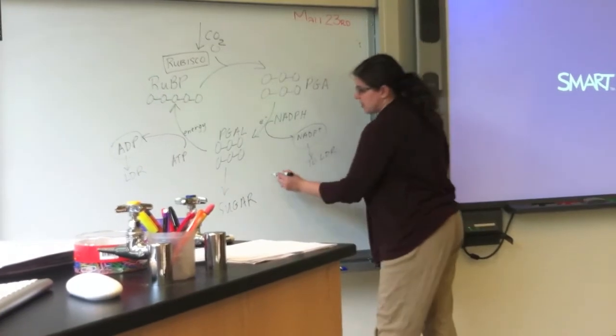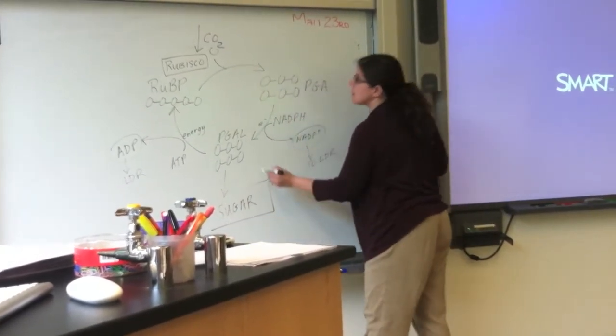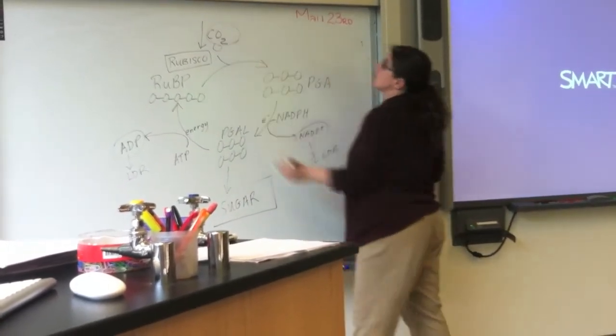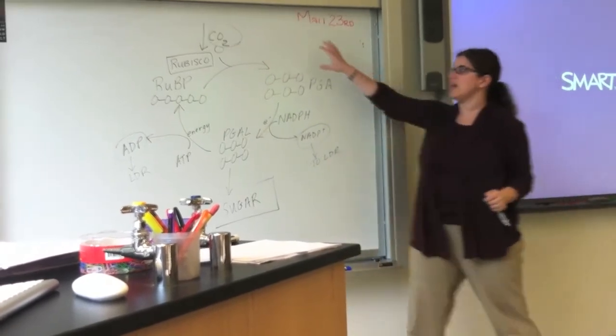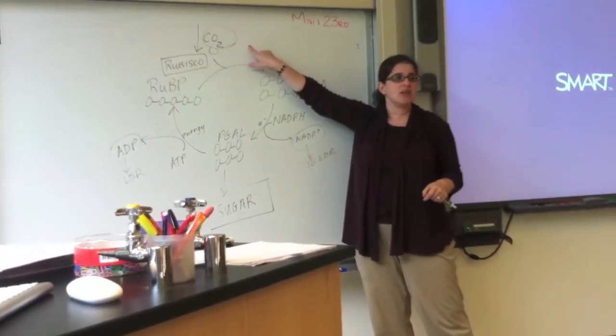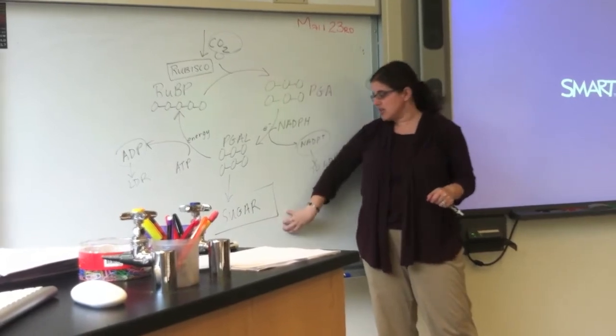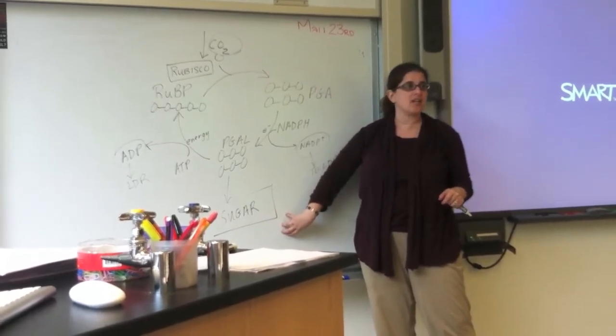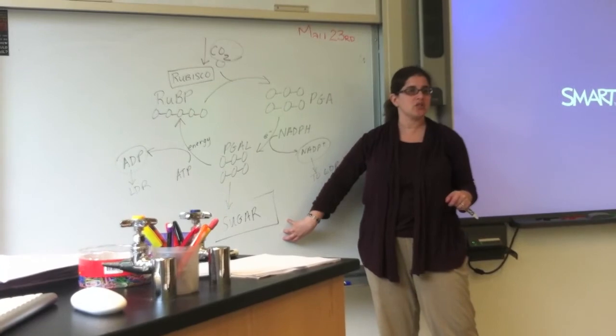And what did we end up with? We ended up with sugar, okay? We started with CO2. So that's what the Calvin cycle is. It's a way of taking inorganic carbon in the form of CO2 and turning it into a storable organic carbon energy source, which we know is sugar.